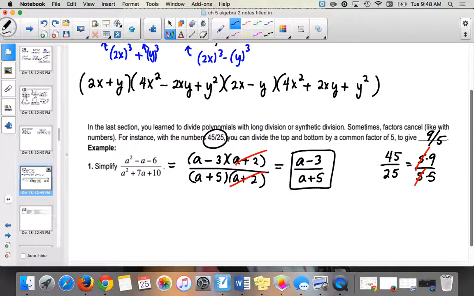You cannot cancel the a's. If you had numbers, let's say we had 7, then 7 minus 3 over 7 plus 5 is going to be 4 over 12. It's not the same as negative 3 over 5, right? So we can't reduce out the a's. And same thing at the very beginning. A lot of people try to cancel here and here. We don't do that, okay, because we have the sum or difference.